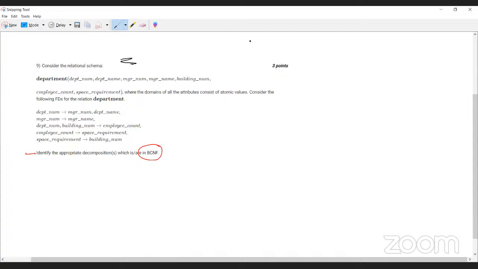For any decomposition, first we have to find out the candidate key, right? After finding the candidate key, we will know which are the prime attributes and which are the non-prime attributes. In this question, you can go through the options also, but I will suggest that you decompose this relation till BCNF. So how to decompose that?